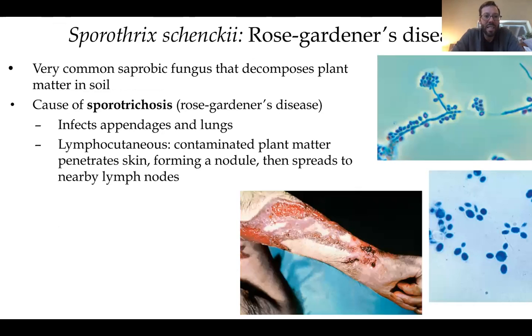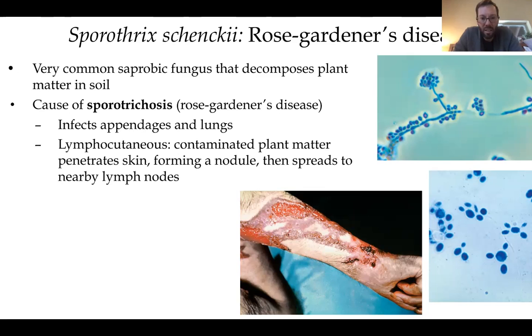Rose Gardner's disease looks terrible. It's a saprobe. Okay, so saprobes, remember, they're saprophytic or saprophytes. They secrete enzymes that digest dead organic matter and then extract the nutrients from that matter, typically in the soil or in rotting, decomposed detritus.